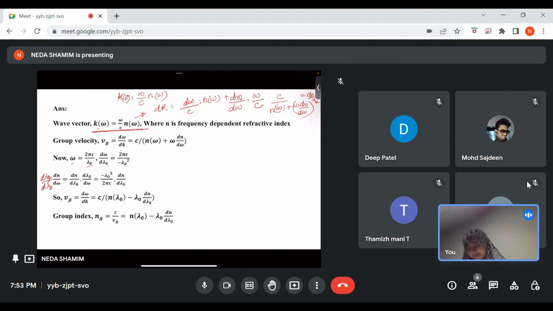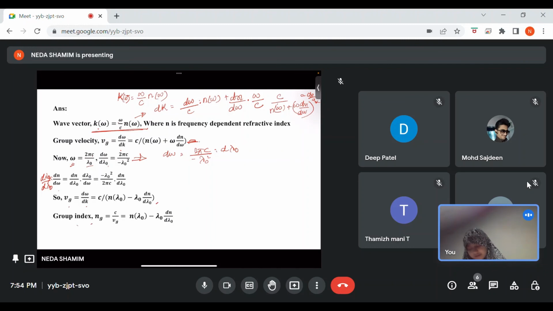Just introduce that and rewrite it, rearrange it: dn by d lambda 0 times d lambda 0 by d omega. And we can get d lambda 0 by d omega from this expression. From this expression, d omega is equal to minus 2 pi c by lambda 0 squared times d lambda 0. Yeah, so you get this. So you just substitute, plug in this equation over here. So you get minus lambda 0 squared by 2 pi c times dn by d lambda 0. So now you just put this dn and d omega in this expression. So you'll get the group velocity d omega by dk will be given by this.